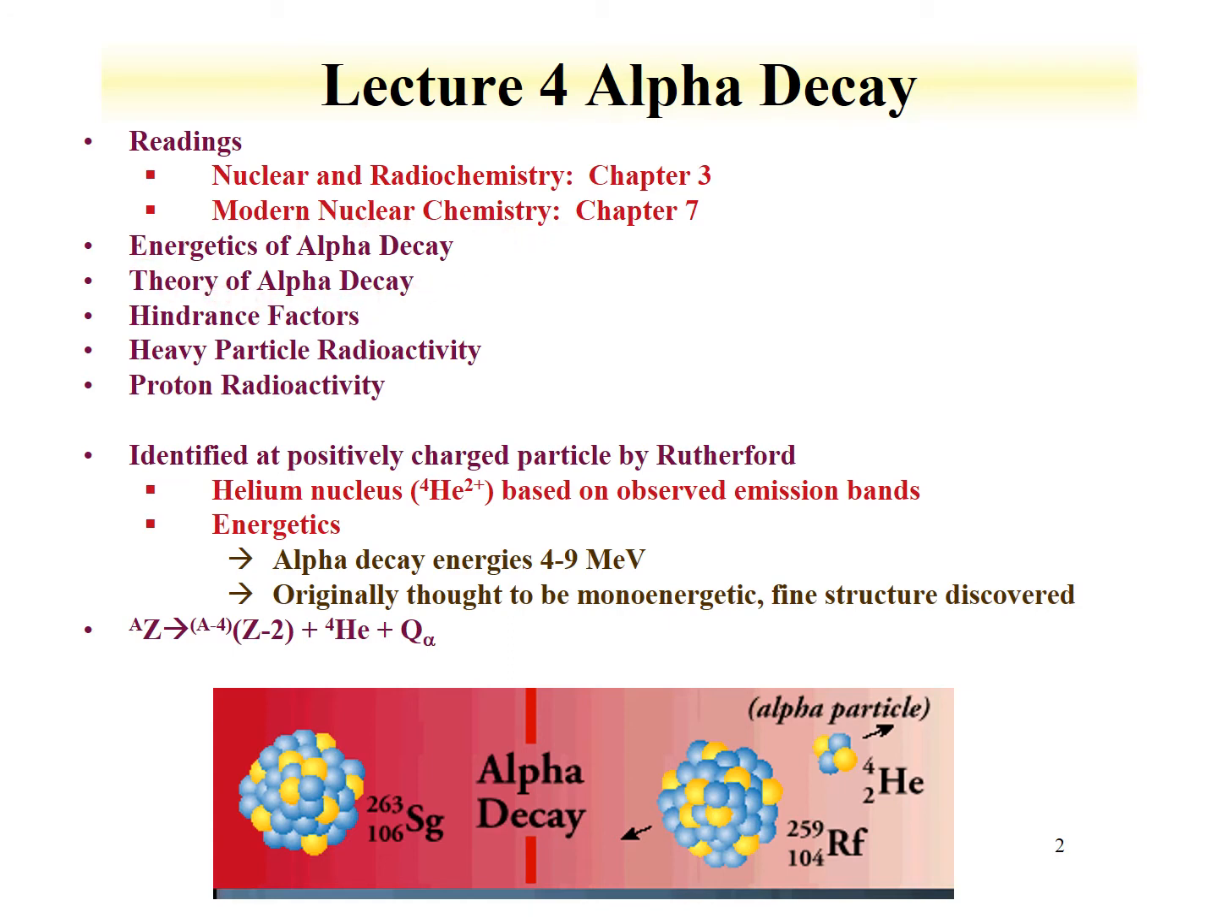In other words, the energy related to the decays. We're going to get information from the theory of alpha decay as it's developed between energetics and half-lives. We're going to introduce a term called Hindrance Factors. We're also going to talk about heavy particle radioactivity. In other words, decay of something not only that's a charged particle that's larger than a helium nucleus.